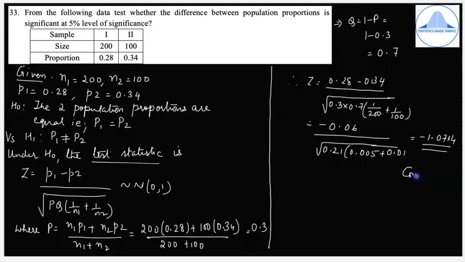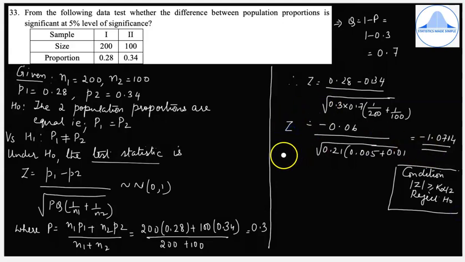Now at this side, I will write the condition for a two-tailed test. We have to check whether mod Z is greater than or equal to K alpha by 2. If this condition is satisfied, then we reject H0. So this is the condition. So we have got the value of Z.